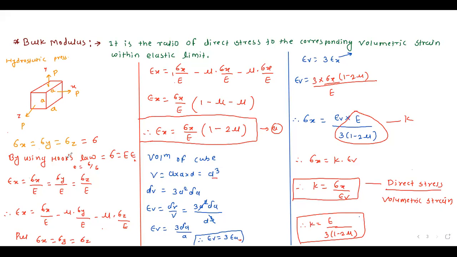So in that way, in today's lecture, we have discussed volumetric strain, then how to find volumetric strain for a cube, cylindrical rod, and sphere. After that, we have discussed what is meant by bulk modulus and derived the equation for bulk modulus. Okay. In the next lecture, we will see the interrelation between elastic constants. So in the next lecture, we will continue with the relation between Young's modulus, modulus of elasticity, and bulk modulus. Okay. So for today, we will stop here.